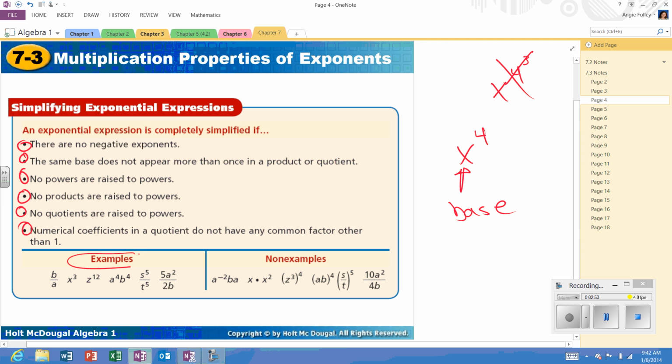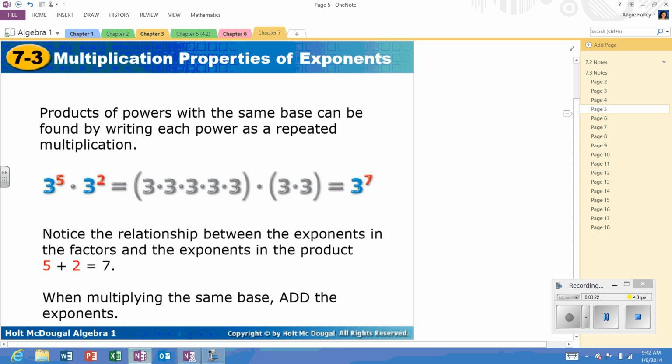So these are some examples of simplified expressions. So everything is simplified. These are not examples. In this one, we have a negative exponent. That can't be. In this one, we have a repeating base. In this one, we have a power to another power. In this one, we have multiplication raised to a power. We have a quotient raised to a power. In this one, we can simplify the coefficient, so we don't have our simplified coefficient out in front. We're going to look at how to do all this.